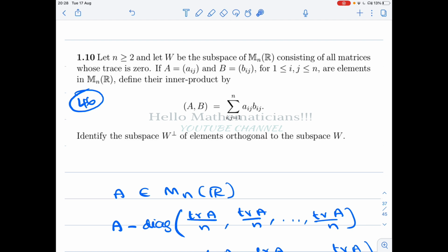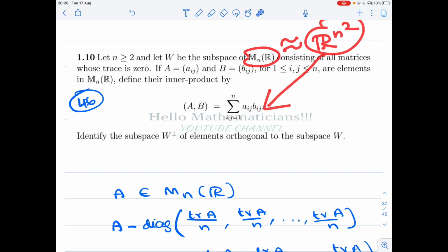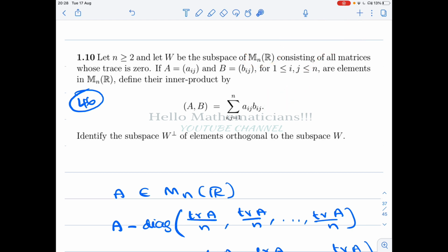Let W be the subspace of Mn(R) consisting of all matrices whose trace is 0, and we define an inner product on the matrices. It is like the usual inner product. You take a matrix and you visualize it as a vector in R to the power n square, then use the usual inner product from R^n. So this is W, the set of all trace 0 matrices. We want to identify W perp. Okay, so let's see how to do it.